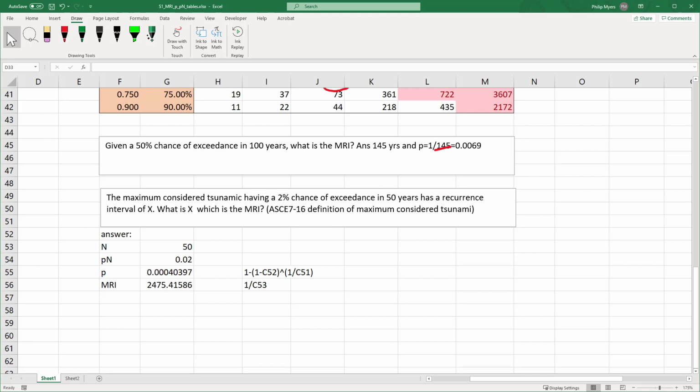In the last example, we show how to use the formula to get the ubiquitous ASCE 7-16 2% exceedance probability in a 50-year exposure period. This is shown by the formulas.